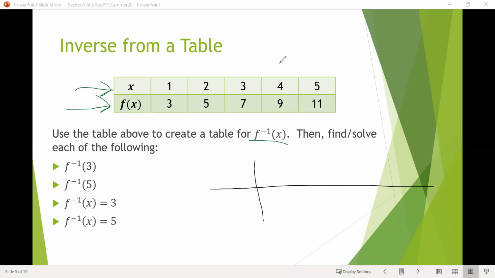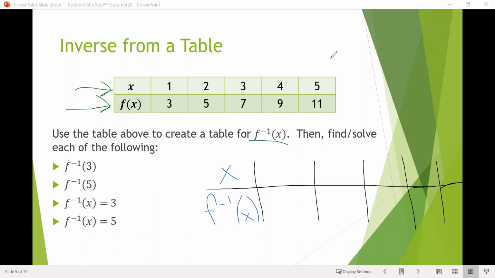So I'll draw my table here. It's going to have 5 spots. And even though we're switching the inputs and the outputs here, as far as what goes in this first column, we're still going to use x as our input variable. And then as we talked about for the inverse, we use this f with the -1. But then as far as what goes in the table, we follow what I just said a second ago.